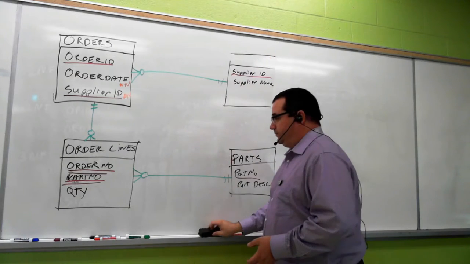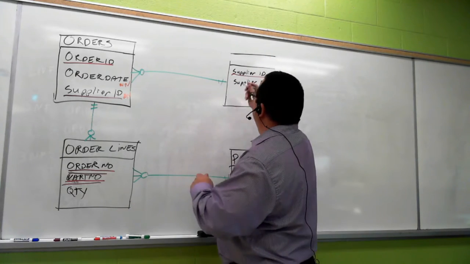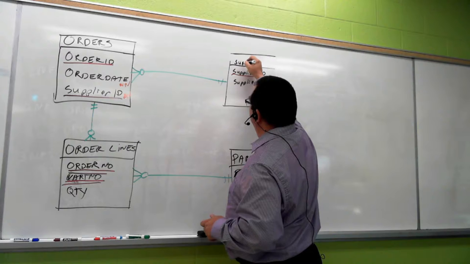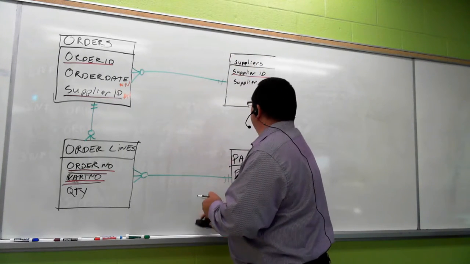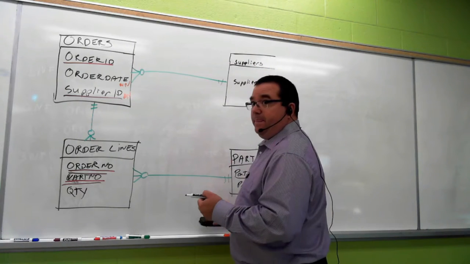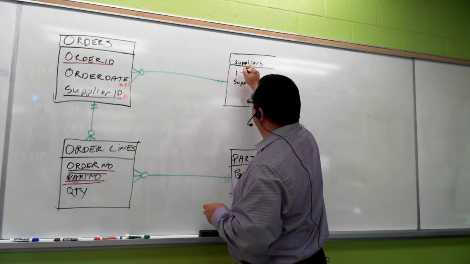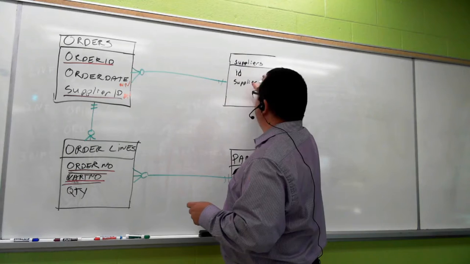Suppliers will become lowercase suppliers. The primary key is ID. Now, supplier name you can leave here.